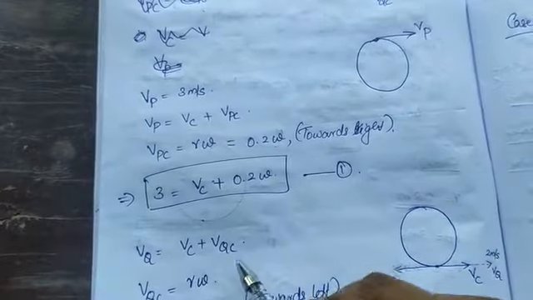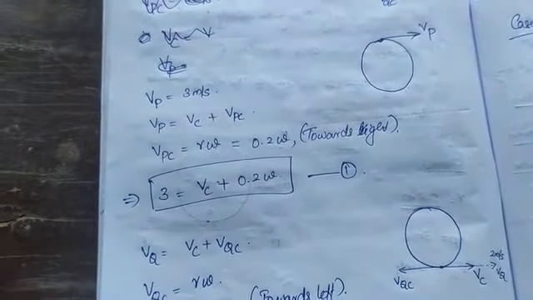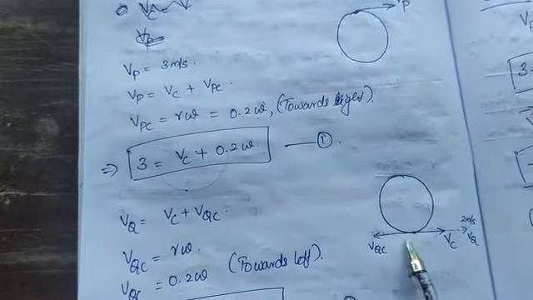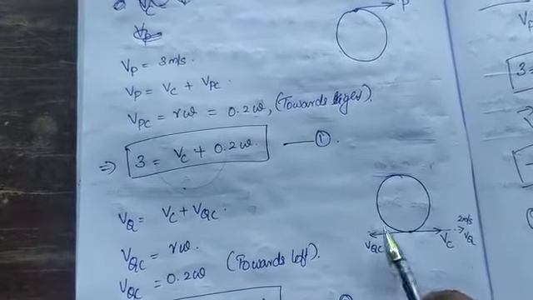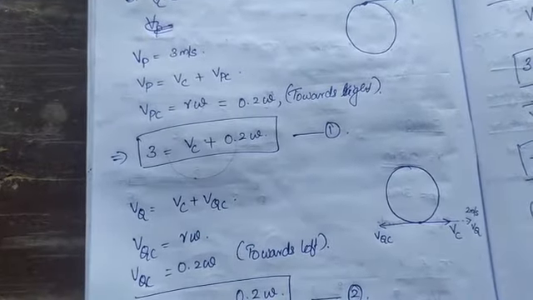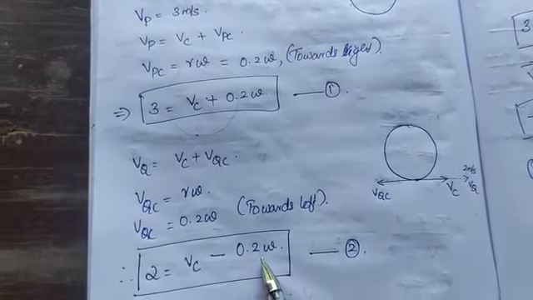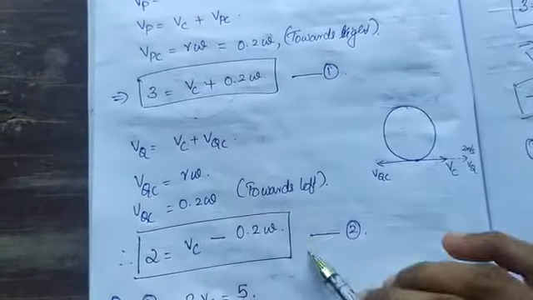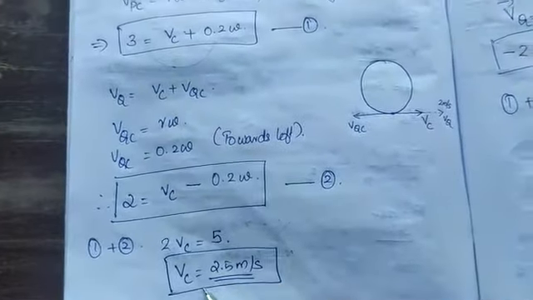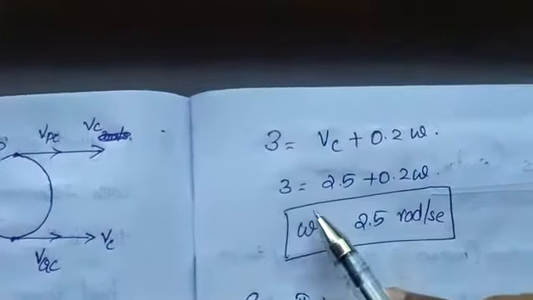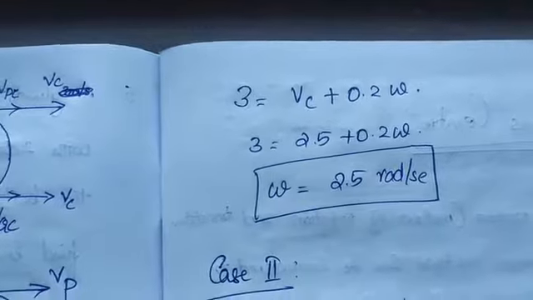Now VQC. VQ is Vc plus VQC. VQC is R omega. QC, that means rotating. Here it is rotating and this is going this direction, 0.2 omega, it's towards left. So 2 is equal to Vc minus 0.2 omega. Right? Here you got these two equations. Add these two equations. 2 Vc is equal to 5. Vc is equal to 2.5 meter per second. And you will get the value of omega also from this equation.